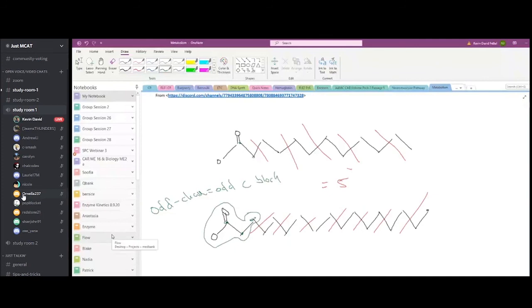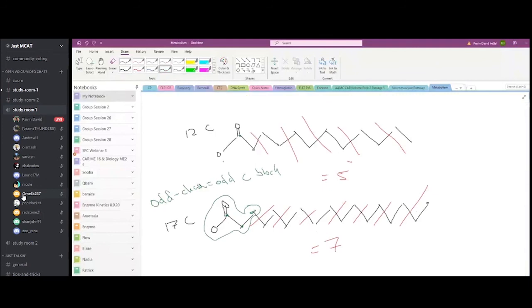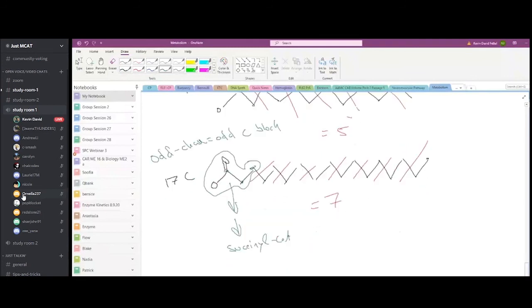So how many cuts did we make for the 17? The top one was 12 carbon. This is 17 carbon. How many cuts did we make? 1, 2, 3, 4, 5, 6, and 7. So we have 7 cuts. 7 cuts for 17 carbons. What happens to this 3 carbon? Oddly, through various steps, this is going to be turned into, I believe, succinyl CoA. And then that will be fed into the Krebs cycle.